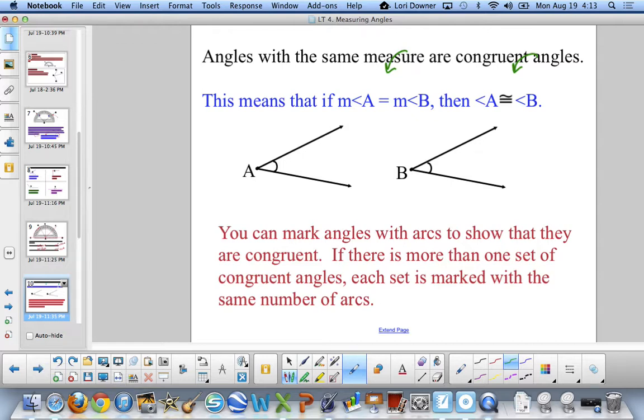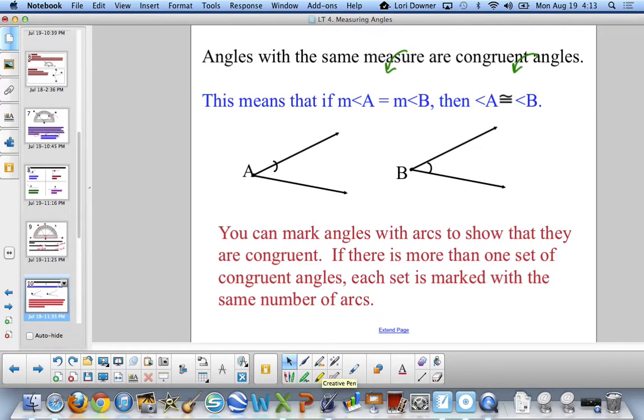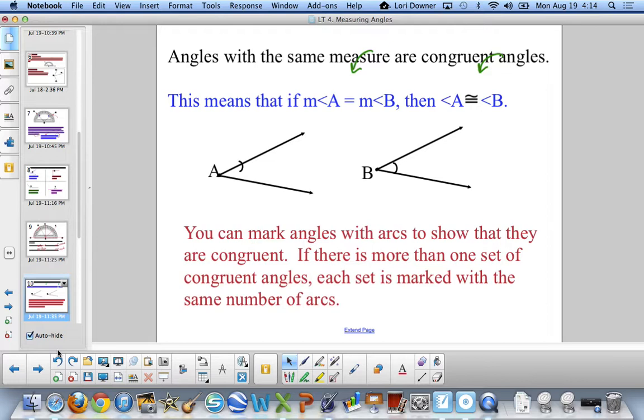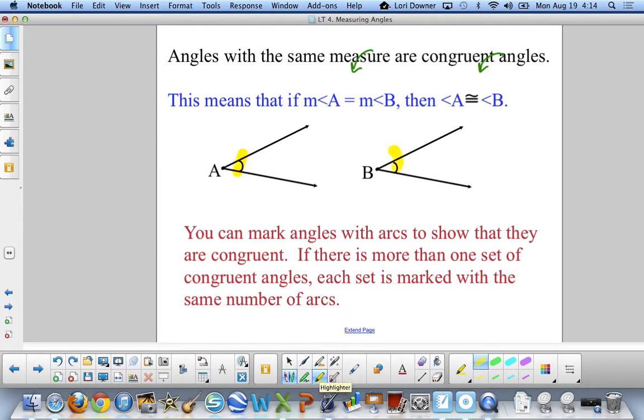You can mark angles with arcs to show that they are congruent. Notice they each have one arc in them. They each have a marking. We've got an arc there and an arc there. And that shows that they're both congruent.